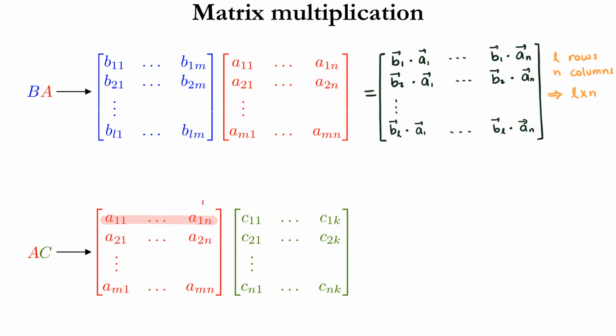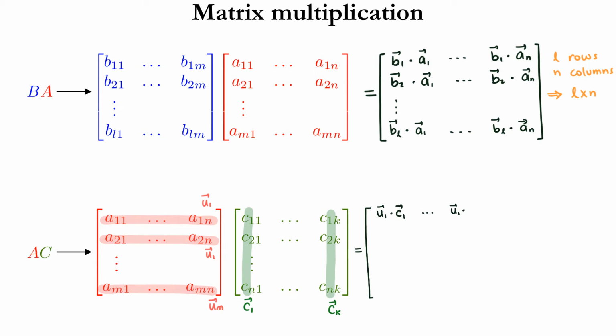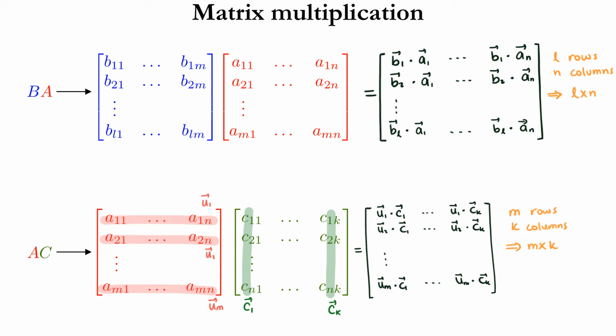Similarly, to perform the product AC, we split the matrix A into rows U1 all the way up to Um, and the matrix C into columns C1 all the way up to Ck. The resultant matrix has entries U1 dotted with every column of C in the first row, U2 dotted with every column of C in the second row, and Um dotted with every column of C in the last row. The resulting matrix AC has m rows and k columns, meaning that it is m by k.